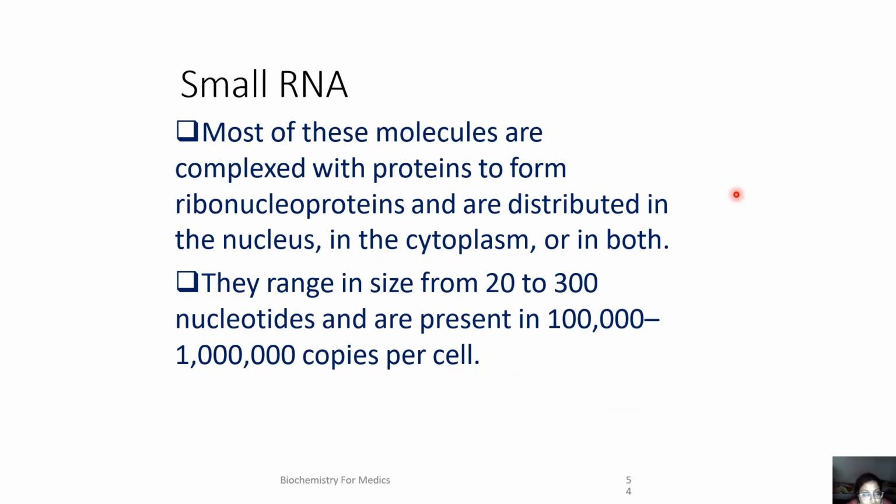Now, small RNAs. Most of these molecules are complexed with proteins to form ribonucleoproteins and are distributed in the nucleus, cytoplasm, or in both. They range in size from 20 to 300 nucleotides and are present in 100,000 or 1 million copies per cell.